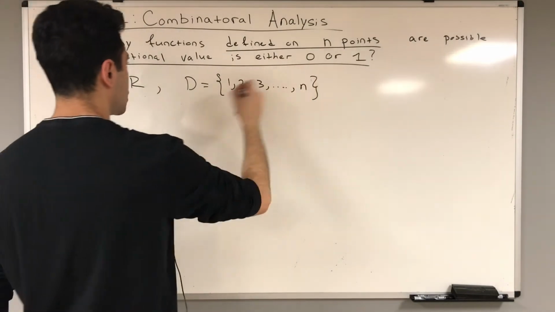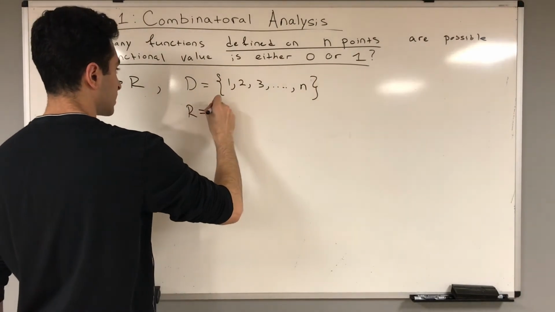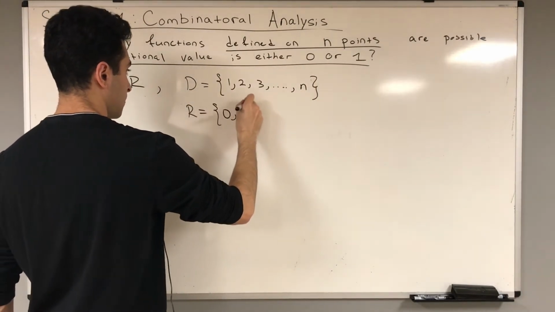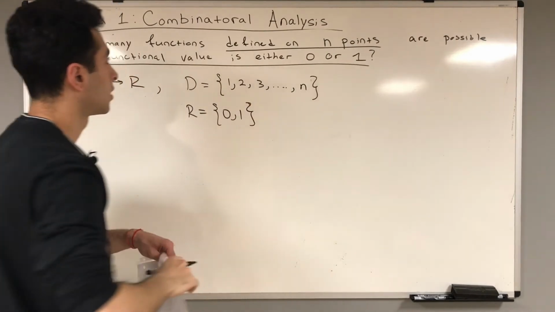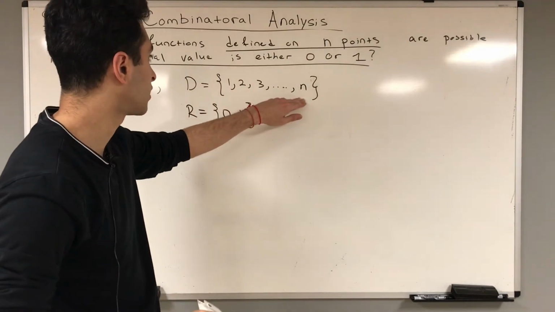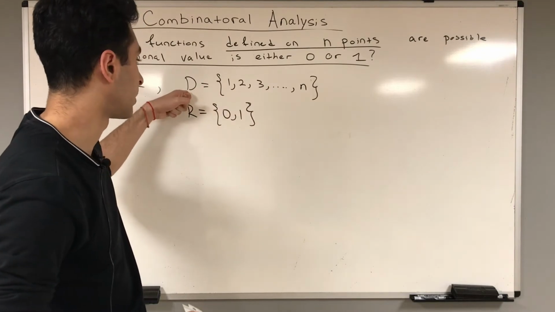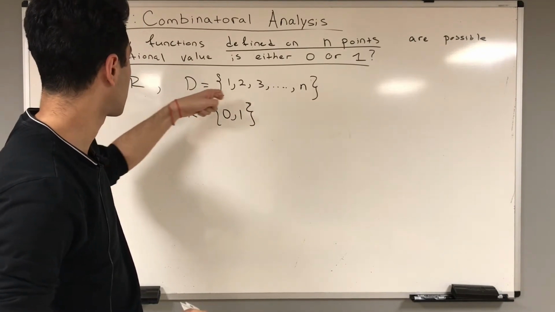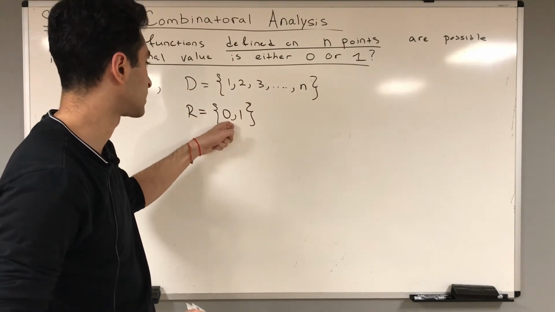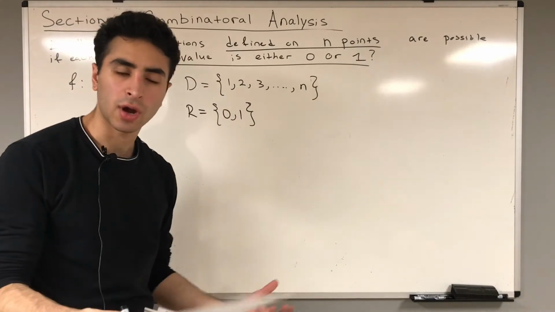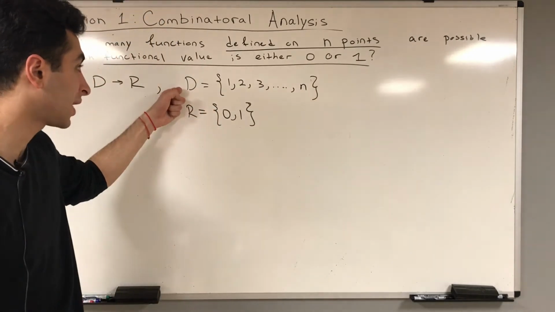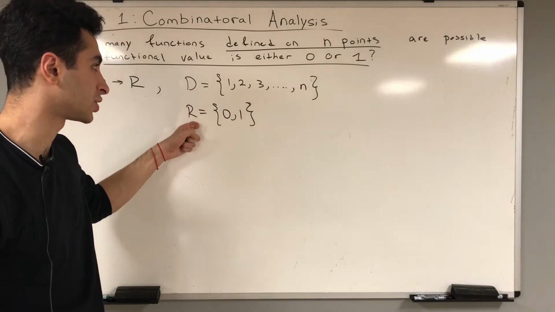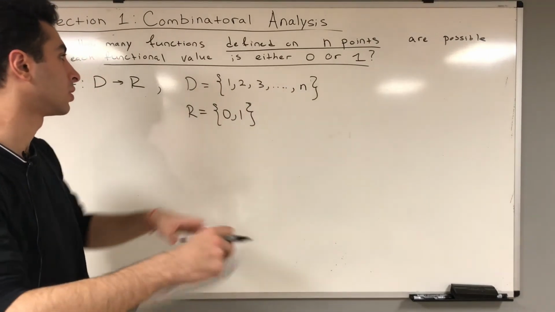And your range, so basically, the question is saying you have a function defined on n points, so it's defined by this domain, and every input can give you either a 0 or a 1. And we want to know how many functions have this domain that map to this range, right? So how many functions are possible?